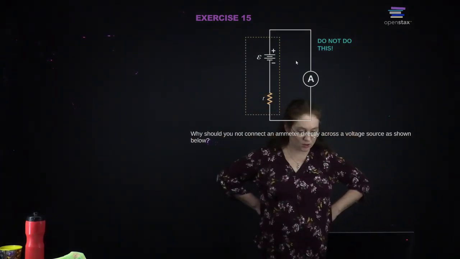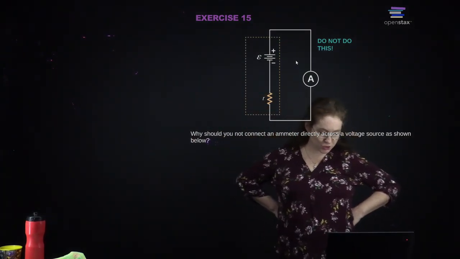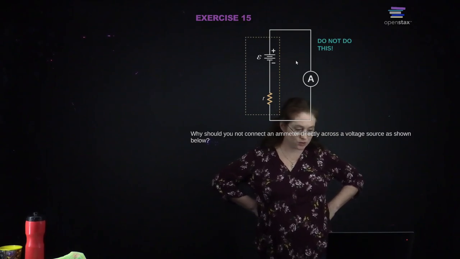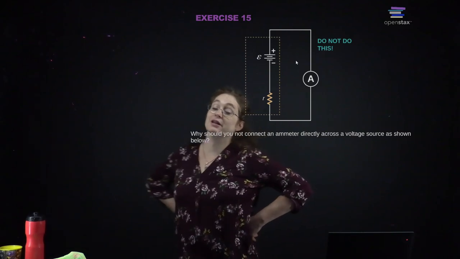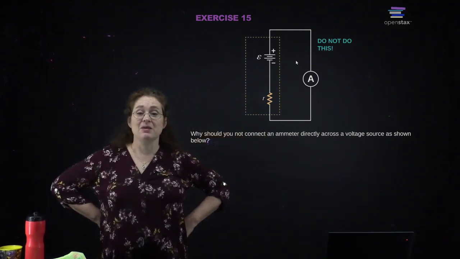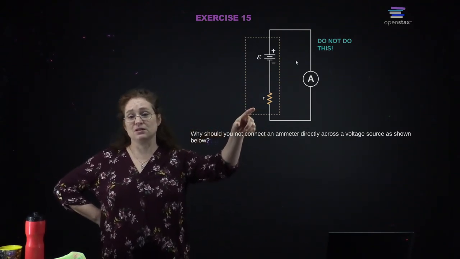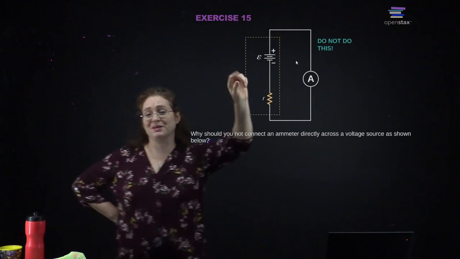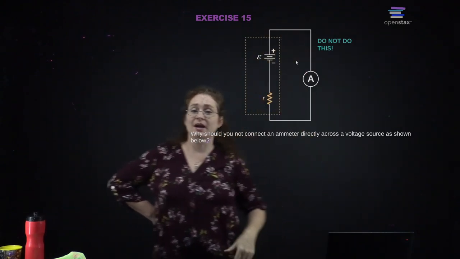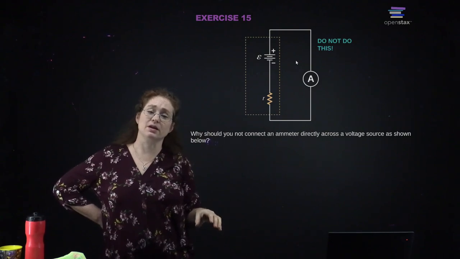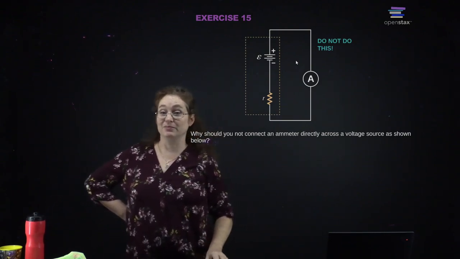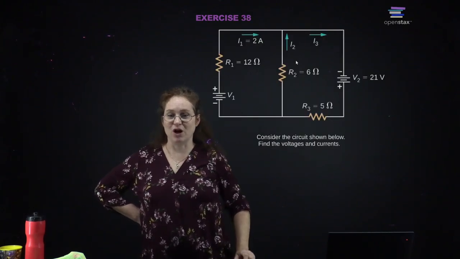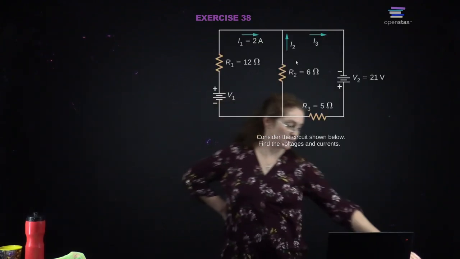The question here is, why should you not connect an ammeter directly across a voltage source as shown below? You should not connect an ammeter like that because its resistance is incredibly small. This is going to lead to a very high current, and then the current across the ammeter is so large that it can actually burn the ammeter and make it fry.